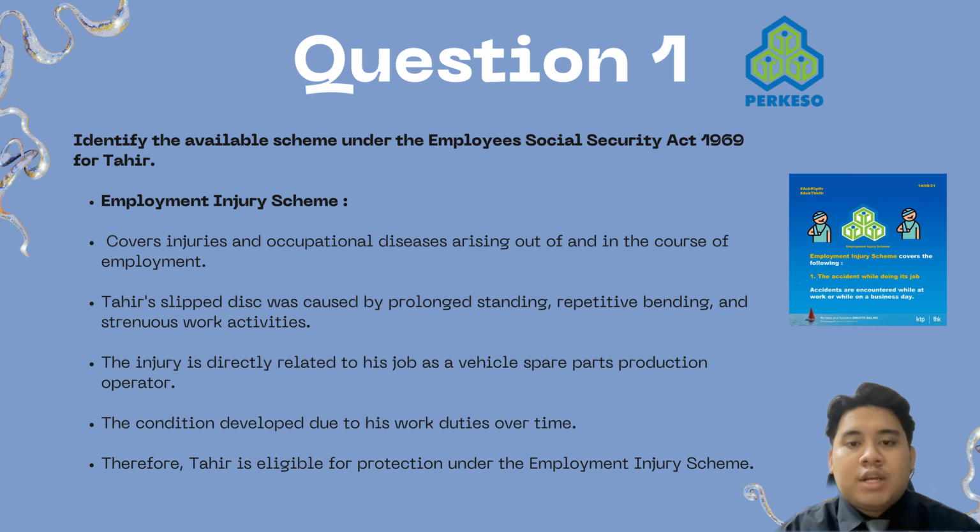As a result of these work-related activities over a long period, he developed severe back pain and was later diagnosed with a slip disc. Although there was no specific workplace accident, the injury was directly connected to the nature of his job and developed because of his work duties. Therefore, Tahir is eligible for protection under the Employment Injury Scheme, which may provide benefits such as medical treatment, physiotherapy, rehabilitation services, and disablement benefits subject to per case assessment. The Employment Injury Scheme is the most appropriate scheme for Tahir because his slip disc arose out of and in the course of his employment. Now we move to the next question.